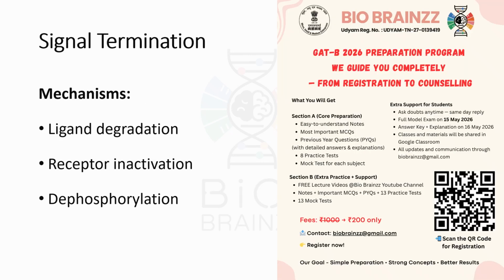After a signal has done its job, it must be stopped. Otherwise, the cell will remain continuously active, which can be harmful. This process is called signal termination, and it ensures that signaling is temporary and controlled. There are different mechanisms for this, such as degradation of the ligand, inactivation of the receptor, and dephosphorylation of signaling proteins. These steps help in turning off the signal and bringing the cell back to its normal state.